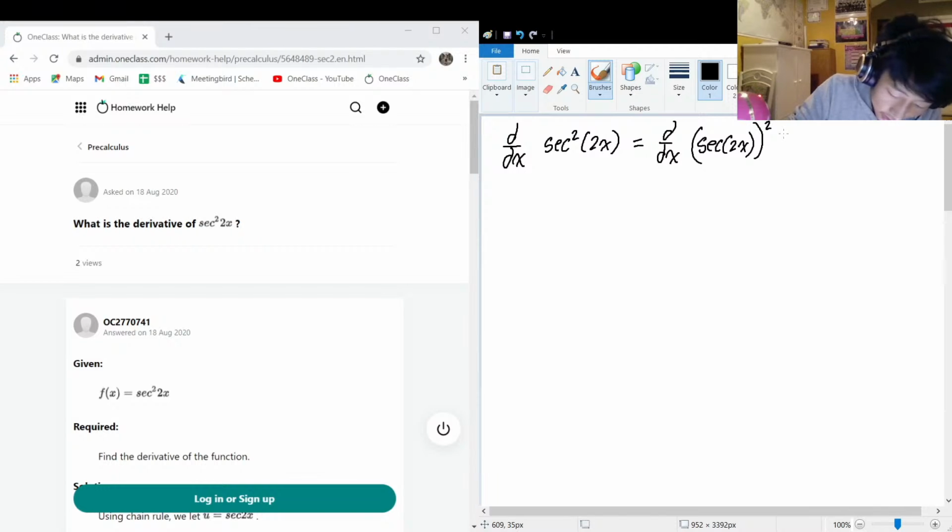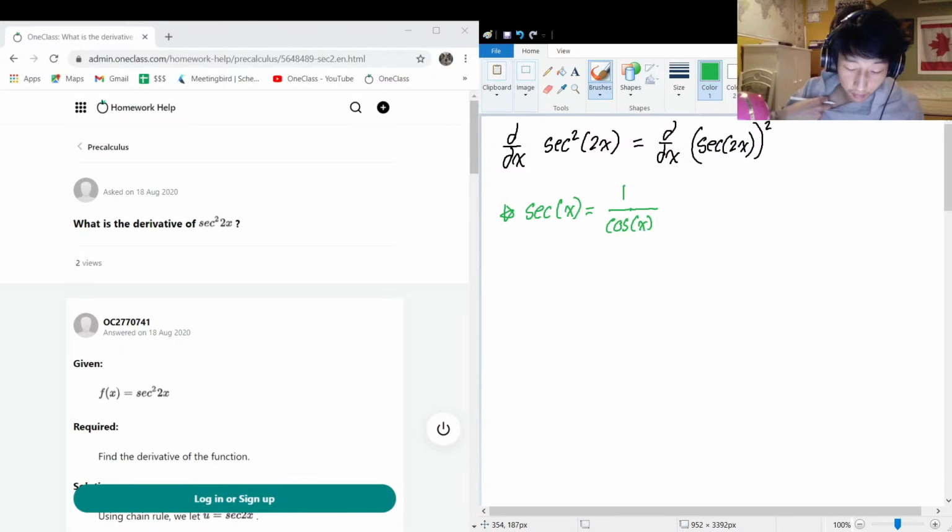Another way that we can write this, I'll put this in a different color. Since we know that secant of x is equal to 1 over cos of x, what we can do is substitute in there, because cosine is a little bit easier to take a derivative of. Off the top I don't know what the derivative of secant is, but I definitely know that the derivative of cosine is negative sine, so that'll be easier to deal with.